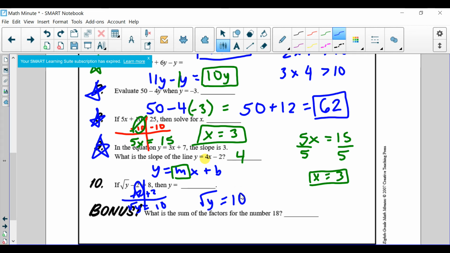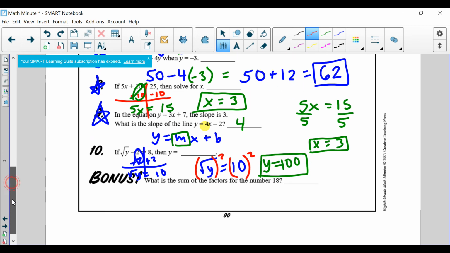So, whoa, square root of what number is equal to 10? The square root of 64 is equal to 8. The square root of 81 is equal to 9. The square root of 100 is equal to 10. So we would say y is equal to 100. Another way of thinking about that is if you square both sides, square roots and squares are actually opposites of each other, and they cancel out, and so you get y is equal to 100 because 10 squared is equal to 100.